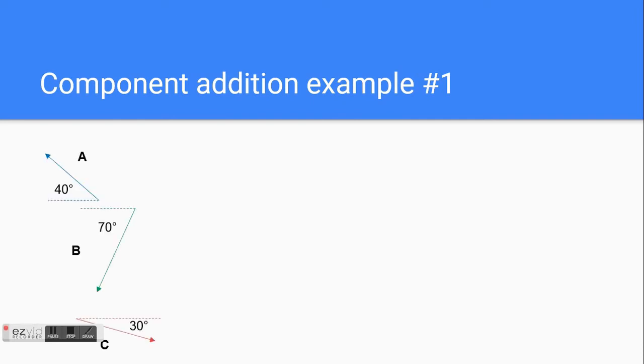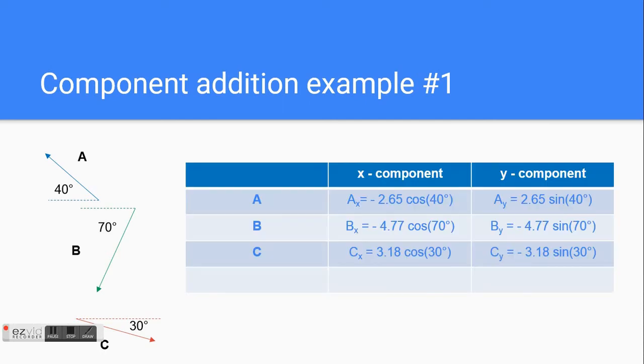A moves up and to the left, B moves down and to the left, and C moves down and to the right. The x component of A is going to be negative 3.65 cosine of 40 degrees. The reason why it's negative is A points to the left. Its y component is 3.65 times sine of 40 degrees. It's positive because it points up.